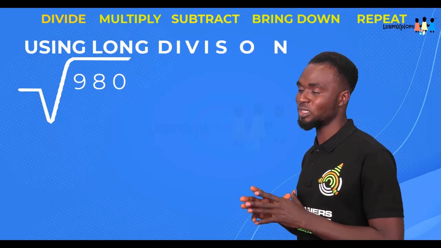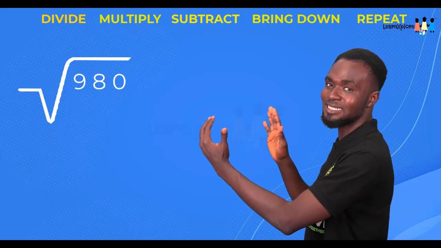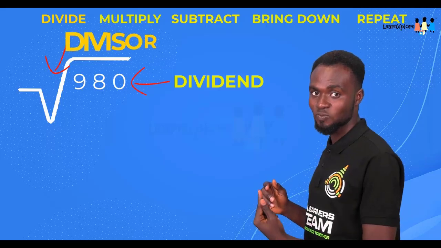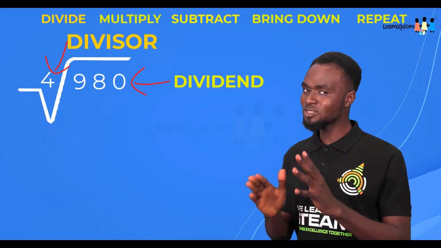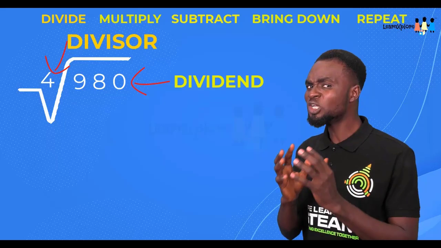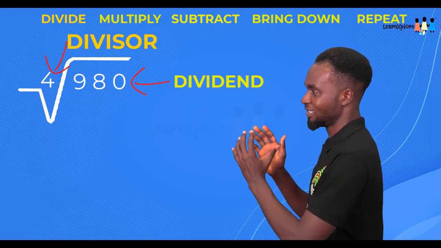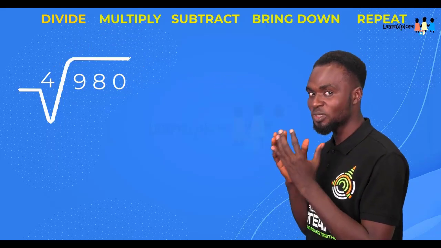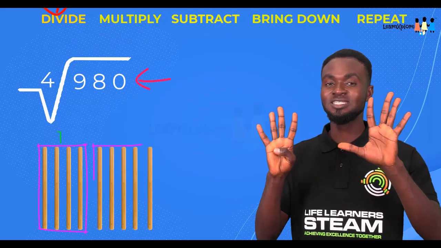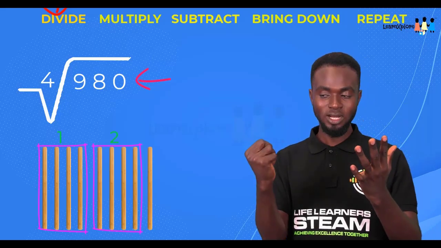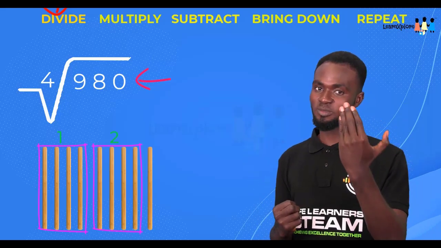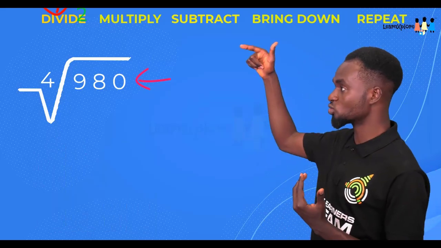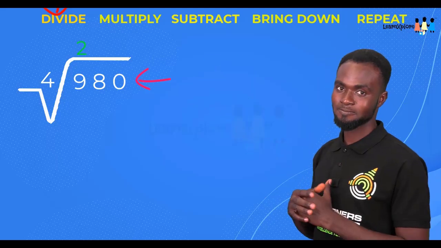So let's begin with this one. You put the 980 in a division bar. This is the dividend. Then the number to divide by is called the divisor. So you put it outside. Then you ask yourself a couple of questions. How many groups of 4 do we have in 9? 9 being the first digit. So let's count. This is 9. How many groups of 4? This is one group and this is another group, and it will remain 1. So you have 2 groups of 4 in 9. Then you put the 2 on top of 9.